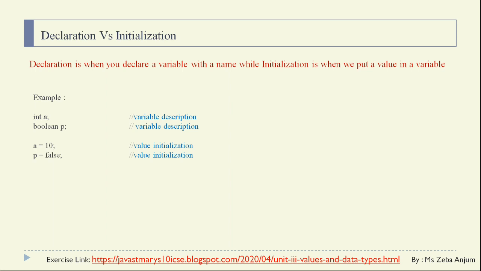Now regarding declaration and initialization, we can combine both processes in a single line. int a equals 10, in which we have combined both the declaration as well as initialization in a single line. Again we have boolean p equals false. We are declaring the variable and at the same time we are giving a value to it.